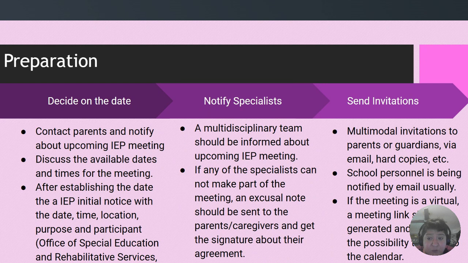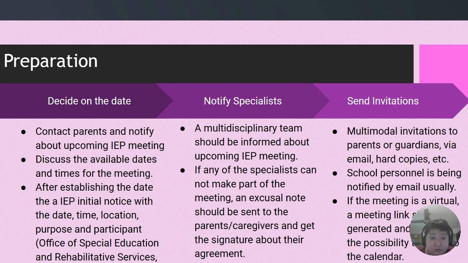Everything starts when we need to decide when to have a meeting. Parents are contacted via multimodal invitations by teachers or school administration about deciding the most appropriate day for having a meeting, so they can discuss the dates and times. Also, the teacher should say what the IEP meeting purpose is, the date, time, location, and who is going to participate.